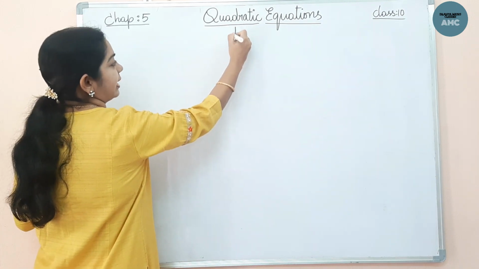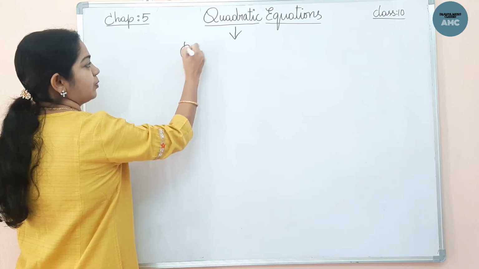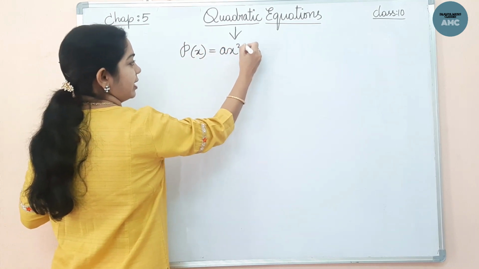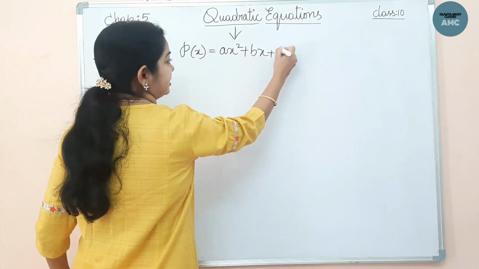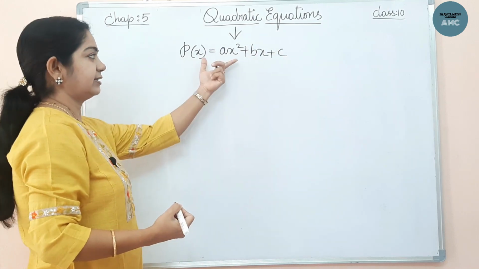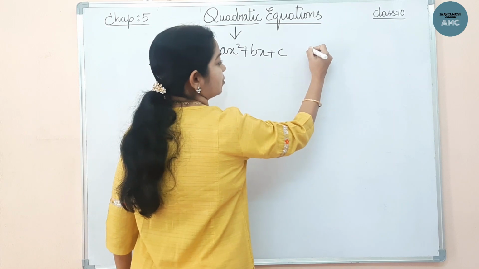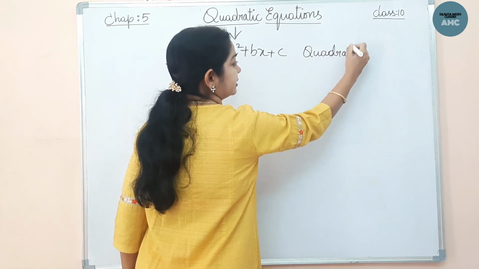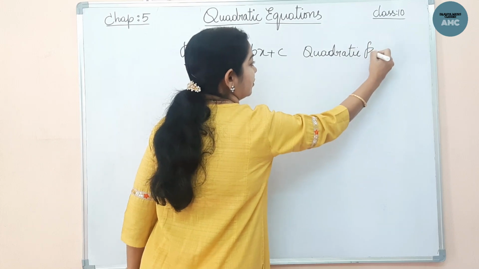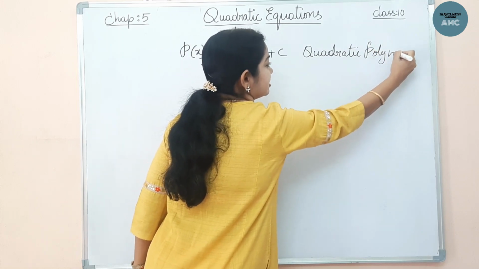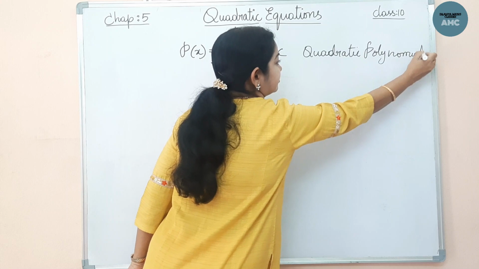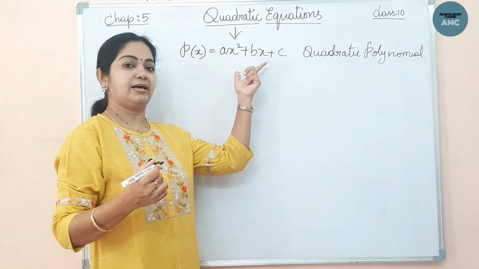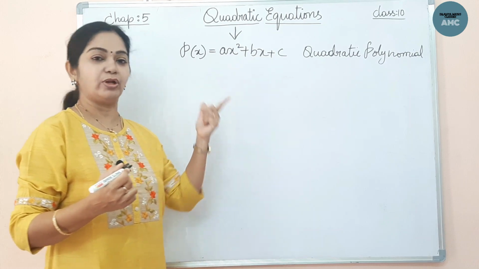We heard it as a polynomial of x, that is ax square plus bx plus c. Right? Like this we heard. That is, this is a quadratic polynomial. Why is it a quadratic polynomial? We discussed this in our chapter of polynomials.